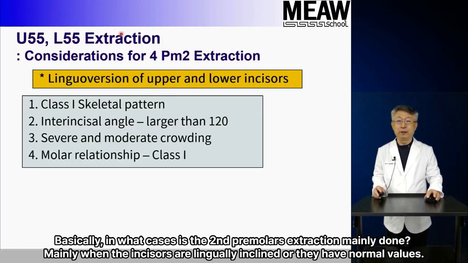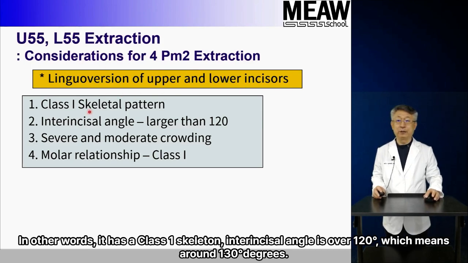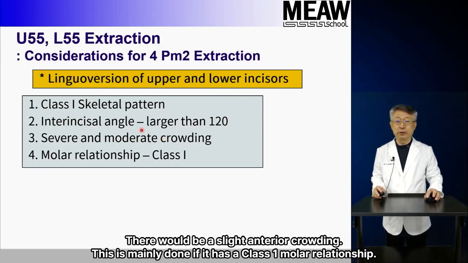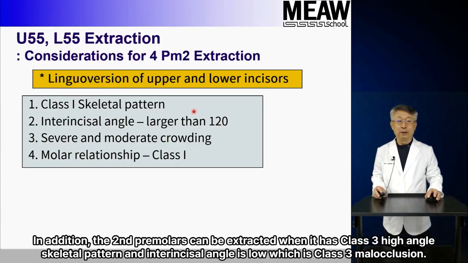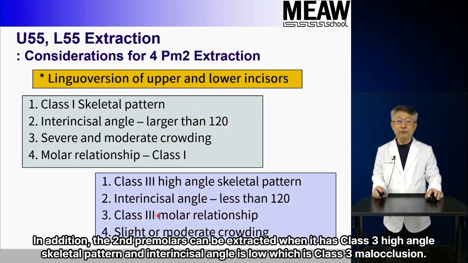Basically, in what cases is the second premolar extraction mainly done? Mainly when the incisors are lingually inclined or they have normal values. In other words, it has a class 1 skeleton, the interincisal angle is over 120, which means around 130 degrees. There would be a slight anterior crowding. This is mainly done if it has a class 1 molar relationship. In addition, the second premolars can be extracted when it has a class 3 high-angle skeletal pattern and the interincisal angle is low, which is class 3 malocclusion.